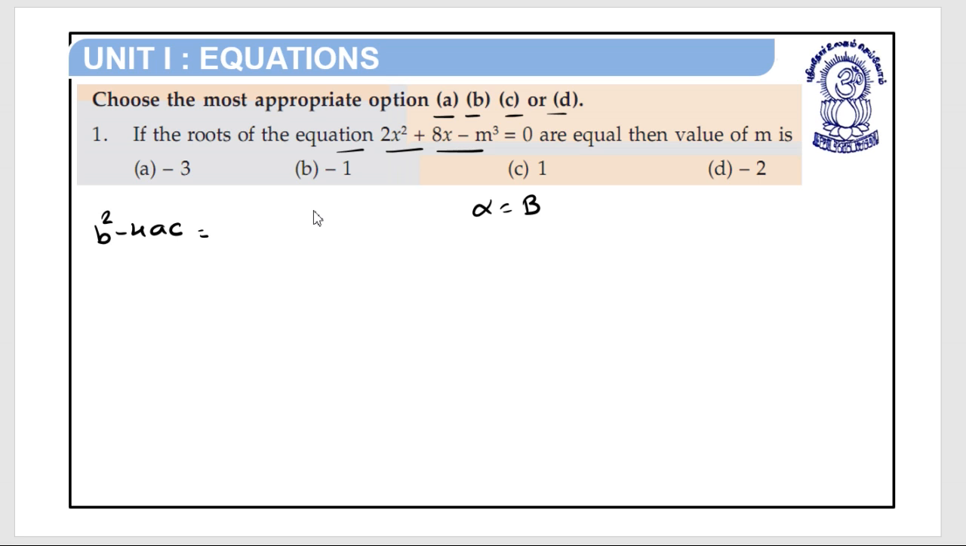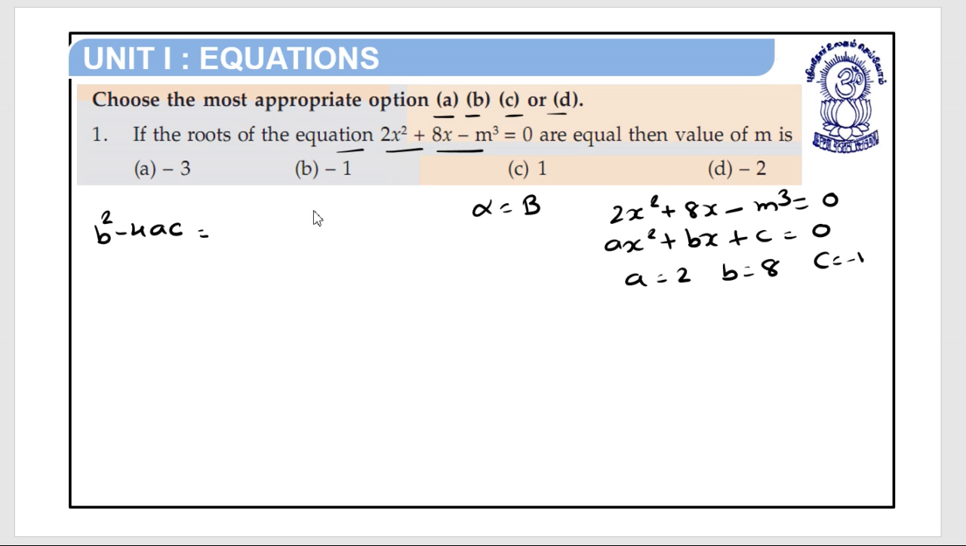So first compare 2x square plus 8x minus m cube is equal to 0 with ax square plus bx plus c is equal to 0. So here a is equal to 2, b is equal to 8, c is equal to minus m cube. b square means 8 square minus 4 into 2 into c, minus m cube, so 64 plus 8 m cube.